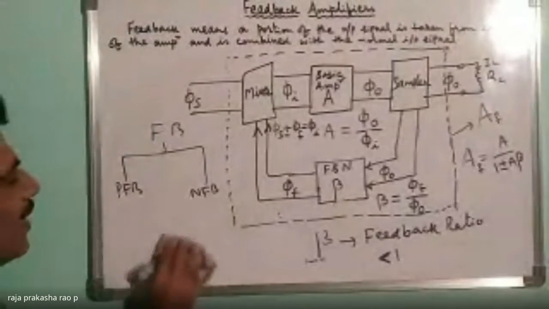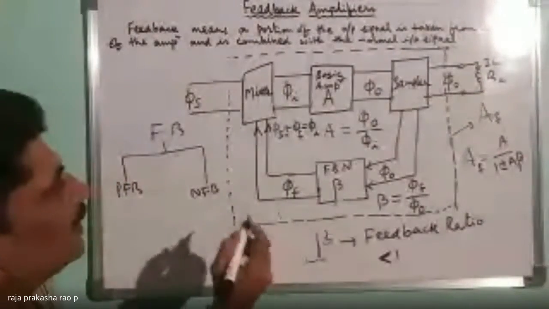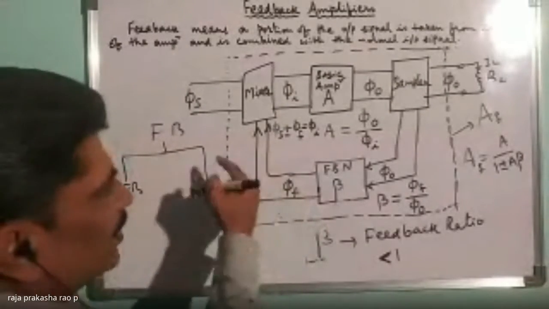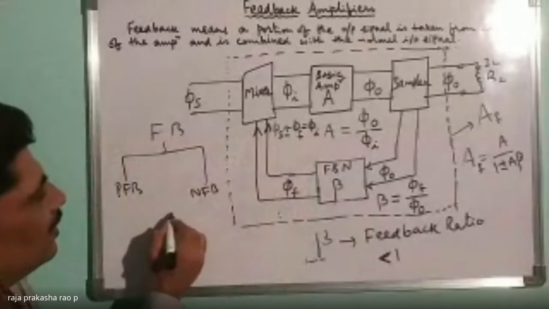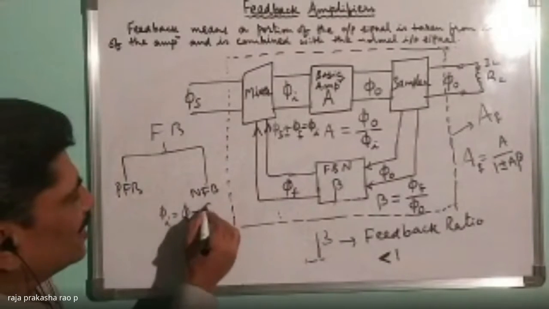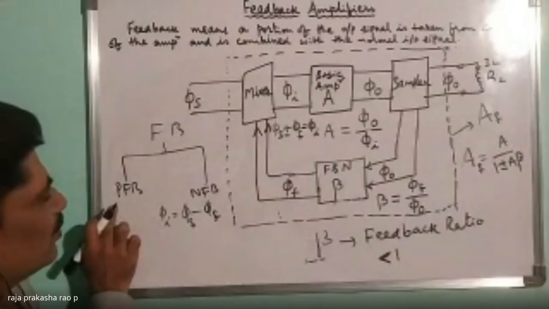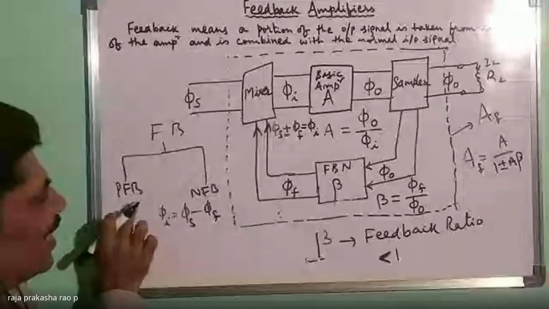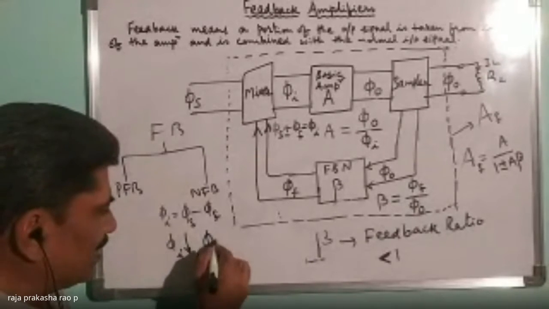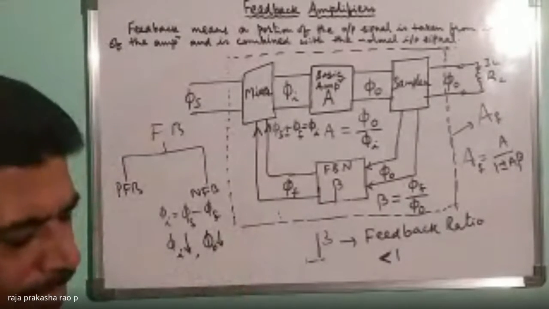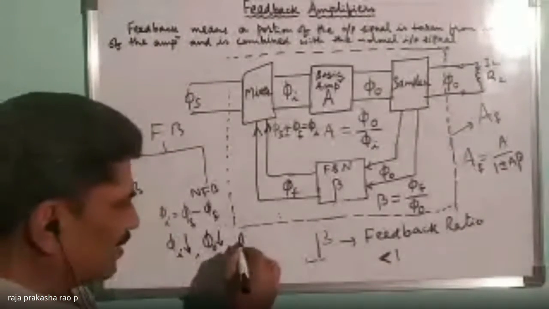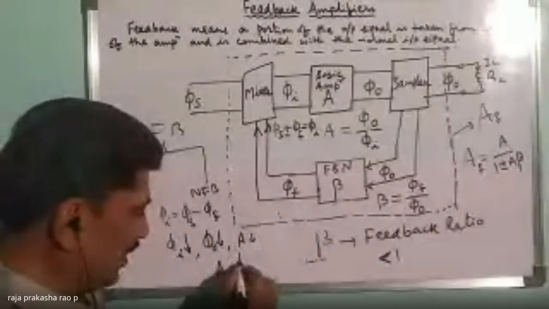In the negative feedback, what is happening? In the negative feedback, this phi f is subtracted from the input signal. So here this phi I is equal to phi s minus phi f. In the positive feedback we added, now here we are subtracting. So this phi I will decrease, therefore phi naught also will decrease, is it not? Phi I decreases, phi naught also decreases. So A also will decrease. So AF also will decrease.